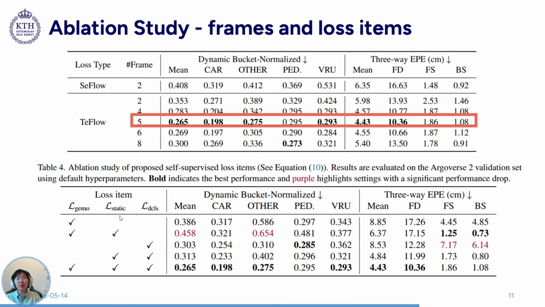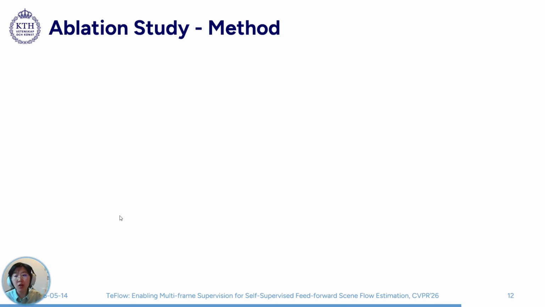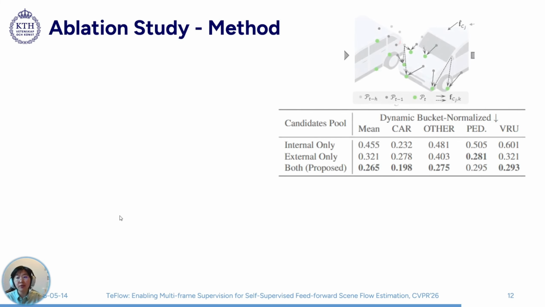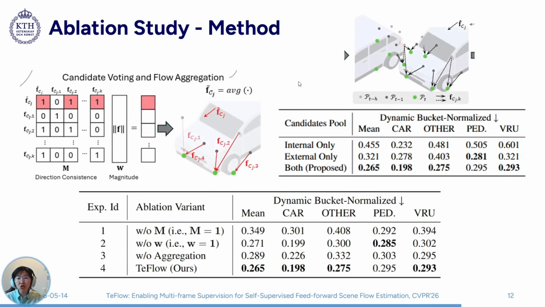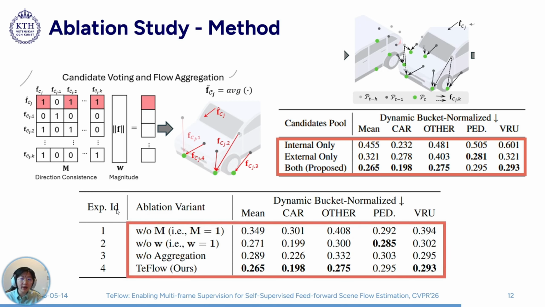with the neighboring frame. We also ablate the design of the candidate pool and voting. Using only internal candidates, which are the network predictions, or only external candidates, which come from the top K nearest neighbors, is worse than combining both, as shown here. This shows that internal candidates provide stability, while external candidates provide multi-frame geometry evidence, so both are valuable. Then about voting, removing direction consistency, reliability weighting, or aggregation also degrades the performance, confirming that the full voting pipeline is needed to produce reliable supervision.